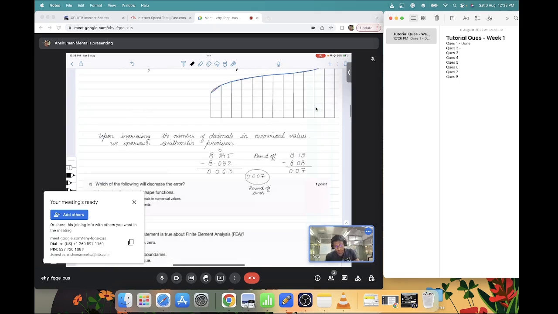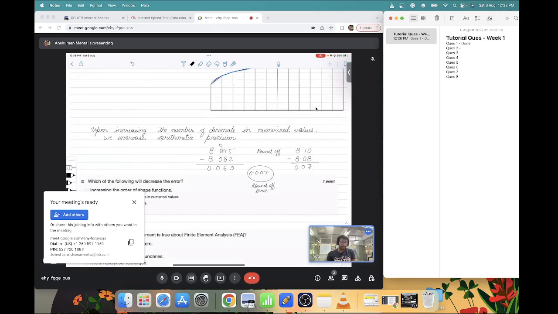So our answer to which of the following will decrease the error is: increasing the order of the shape function, correct; increasing the number of decimals in the numerical value, correct; and increasing the number of elements, correct. So all of the above.